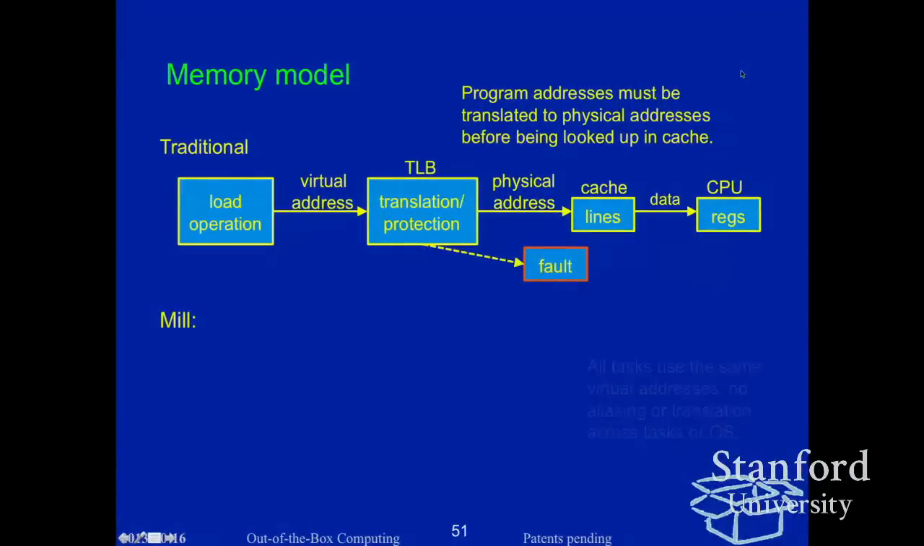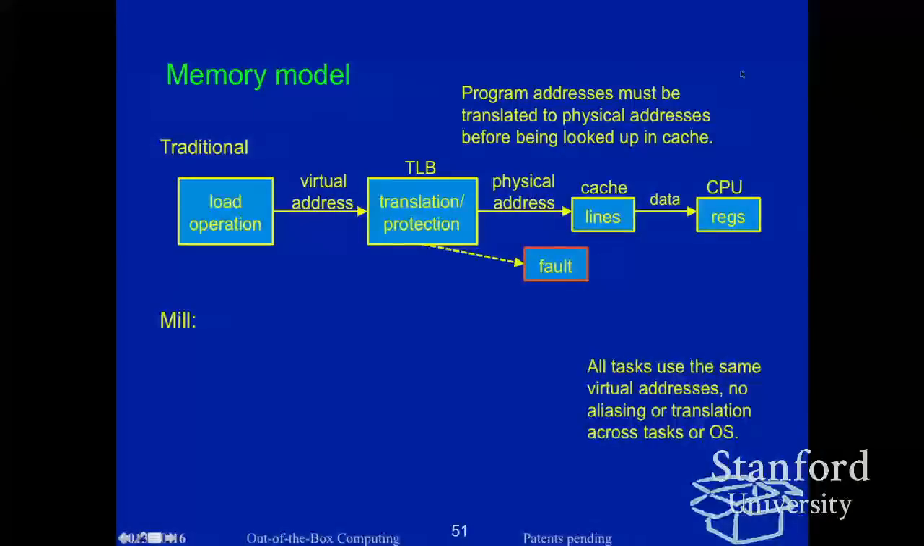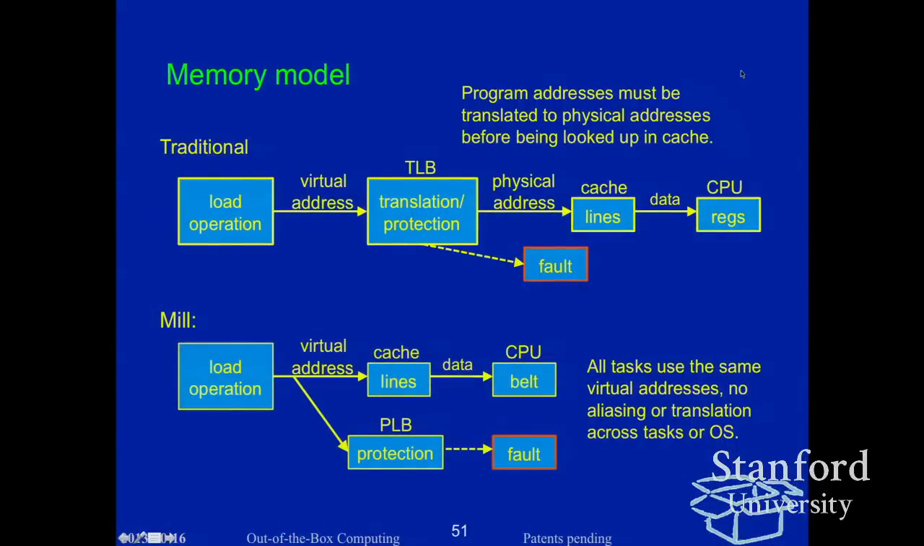On the Mill, all the tasks are using virtual addresses. There is no aliasing across tasks with the OS. So a load operation actually sends the request to two different entities. One, it sends directly to the cache. Translation is not required, and data gets returned to the CPU.